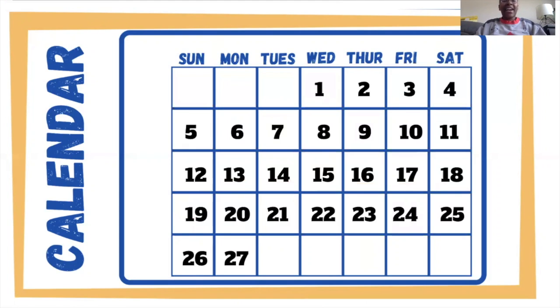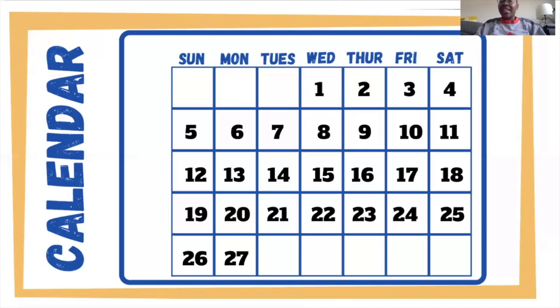All right, guys, let's look at our calendar together. Remember, our calendar assigns one number to each day of the month. Let's count them together and see how far we've come. 1, 2, 3, 4, 5, 6, 7, 8, 9, 10, 11, 12, 13, 14, 15, 16, 17, 18, 19, 20, 21, 22, 23, 24, 25, 26, 27. Whew, that is a lot of numbers.